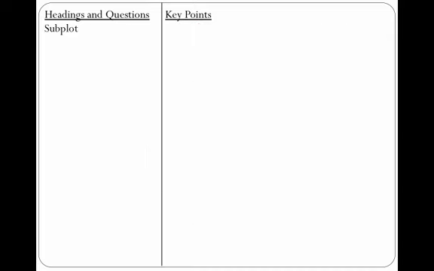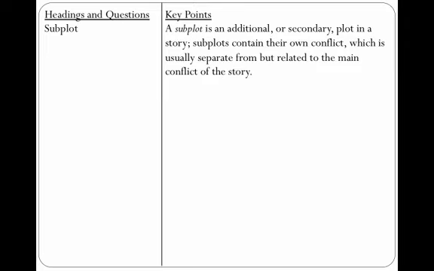The next header is subplot. A subplot is an additional or secondary plot in a story. Subplots contain their own conflict, which is usually separate from but related to the main conflict of the story. So this happens, for example, in most movies that we watch, and in most books that we read. There's usually not just one main conflict that's happening in the story, but rather there's usually several conflicts going on at the same time. But the sub-conflicts, or the subplots, usually revolve around the main conflict of the story.